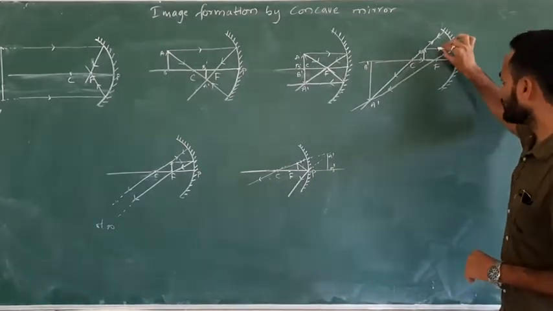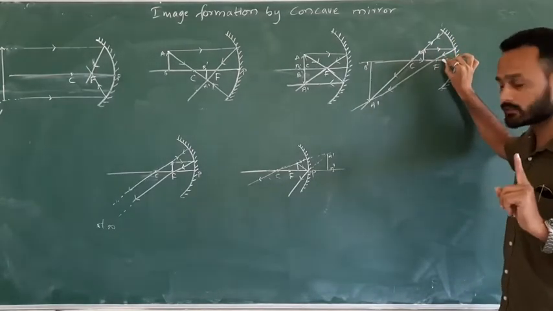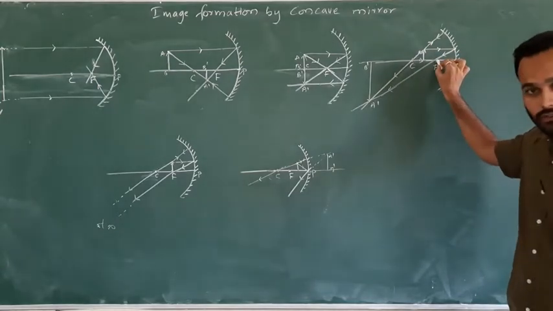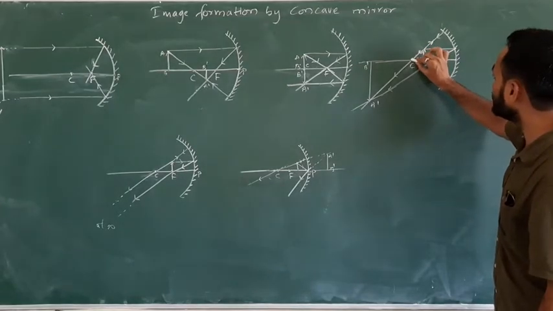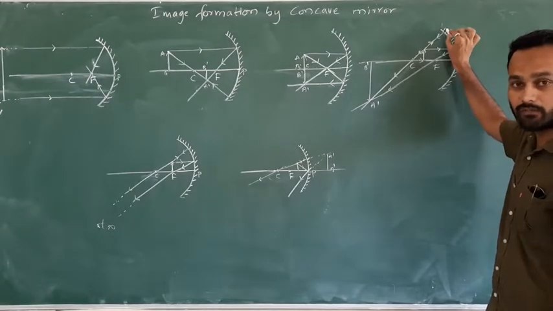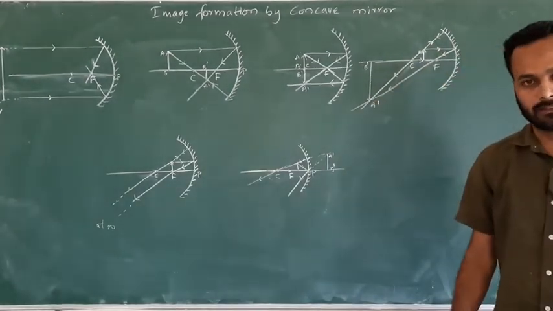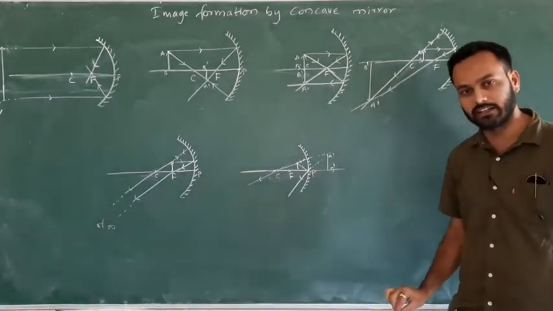Okay, let us talk about what happens to them after reflection. See here, let us talk about this first ray which is parallel to the principal axis. After reflection, it passes through the principal focus. You all know it very well. The other ray of light which appears to come from the center of curvature, after reflection, it returns back along the same path.